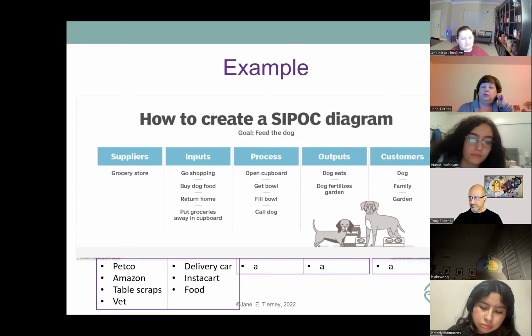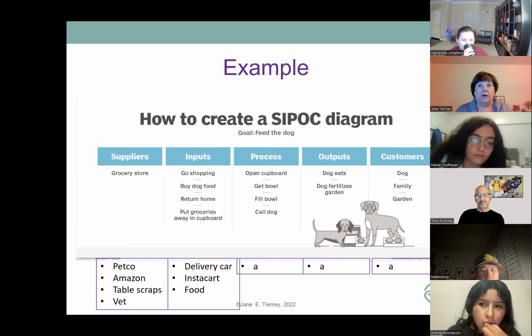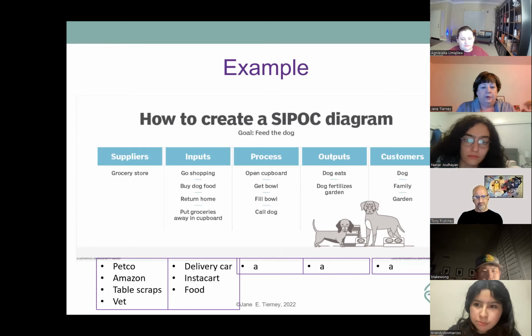Well, what else could we do? We could go to Petco. We could order it on Amazon. We could feed the dog from the table scraps. We could get food from the vet. We could do this. We could do that. We could change the brand of food, or we could do lots of different things. The inputs then, instead of going shopping and buying it, we could have Instacart. We could have it delivered. Again, if we're going to get table scraps, we can get it from the food that we get for ourselves and do that.